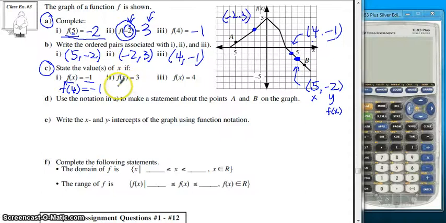When y is 3, what is x? Well, if you look at the graph, you see one answer here. But is it the only answer? Well, we find another answer right there. When x is 2, f of x is still 3. So you got two answers.